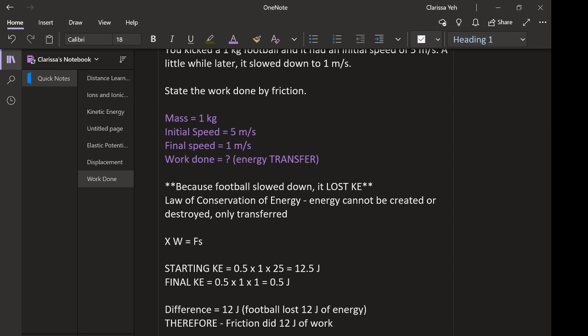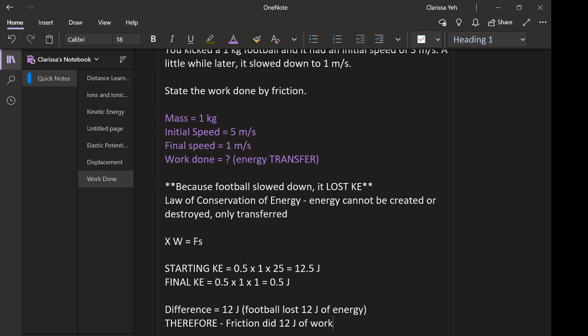Because it transferred 12 joules of energy out from the football and into the environment around the football, so the ground. Okay, so I just wanted to do that example to highlight what work done is. That was the point of the example.